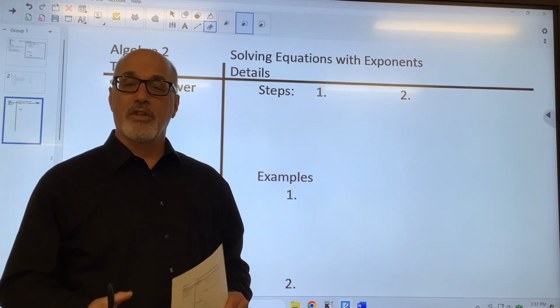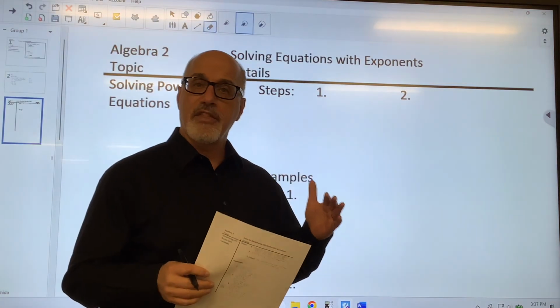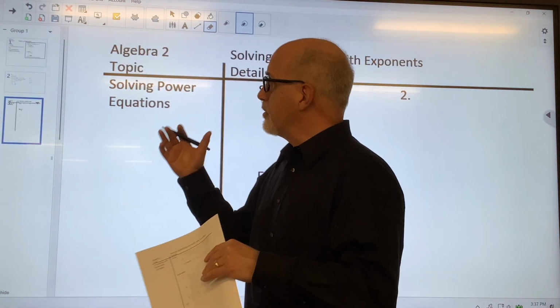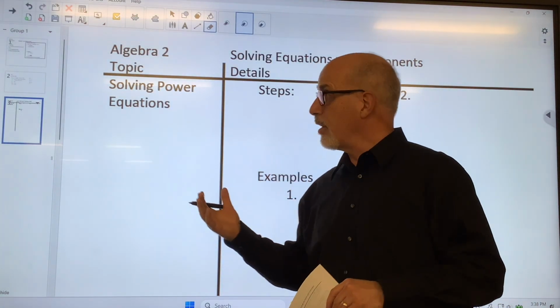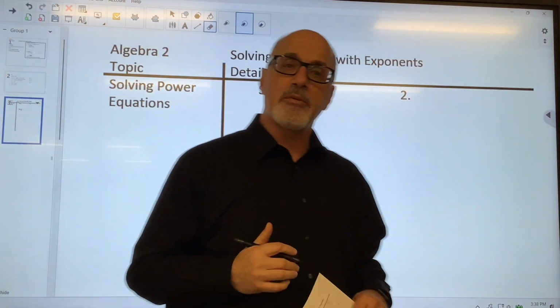For this lesson, we're going to look at equations that will have exponents on the variable. We will call these power equations because you can often refer to things with exponents as having a power on them. So solving a power equation involves just a couple simple steps.